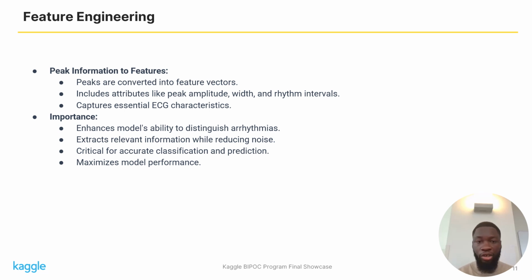Feature engineering. During feature engineering, I basically try to create features from the ECG signals. For example, features that we had were amplitude, width, rhythm intervals, and peak information. So I collected peak information, for example, amplitudes. These were collected and converted into feature vectors, and this is important because it captures essential ECG characteristics and also enhances the model's ability to distinguish arrhythmia. As well, I believe that extracting relevant information such as peaks, width, and rhythm intervals also allows us to reduce noise.